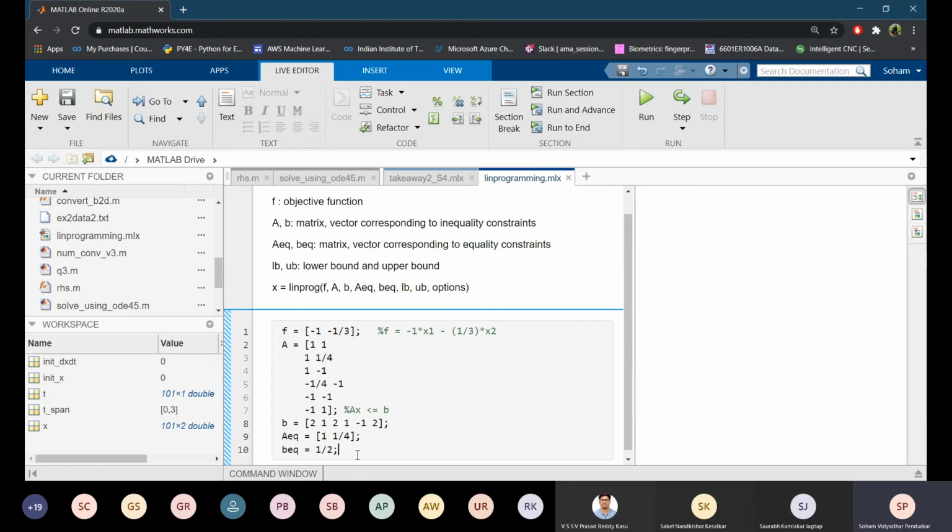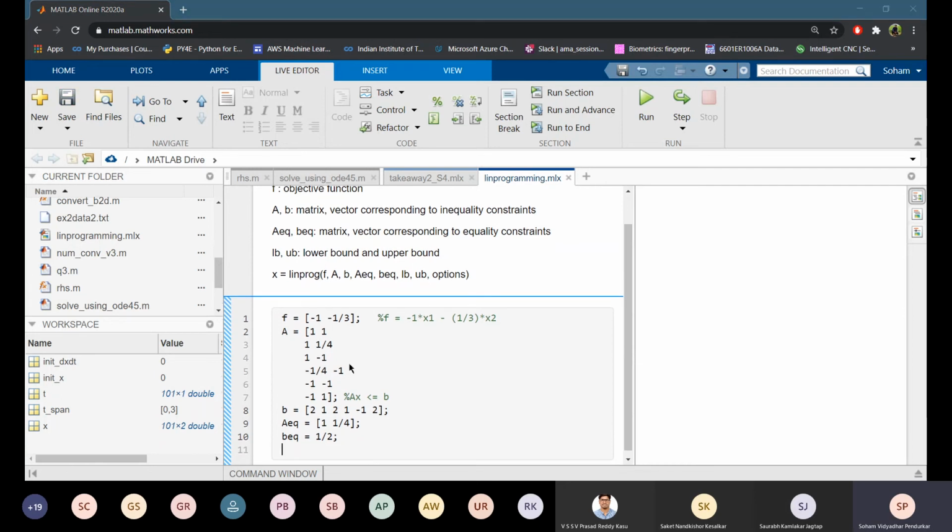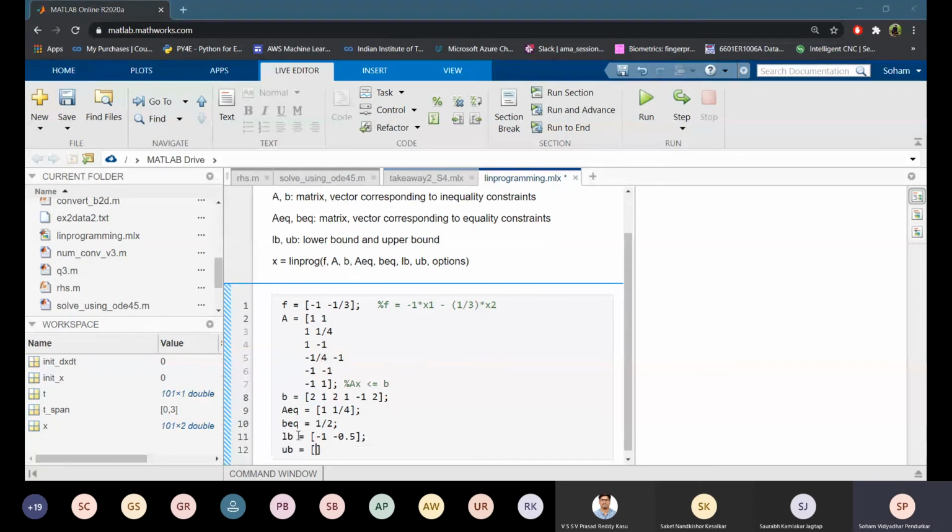Now we are in a position to create some lower bound and upper bound. Let's say my lower bound and upper bound are -1 and 1.5 for x1. LB, lower bound. Note how I'm specifying the lower bounds for both variables. For x1 it's -1, and for x2 it's -0.5. Whereas the upper bound for x1 is 1.5, and for x2 it's 1.25.